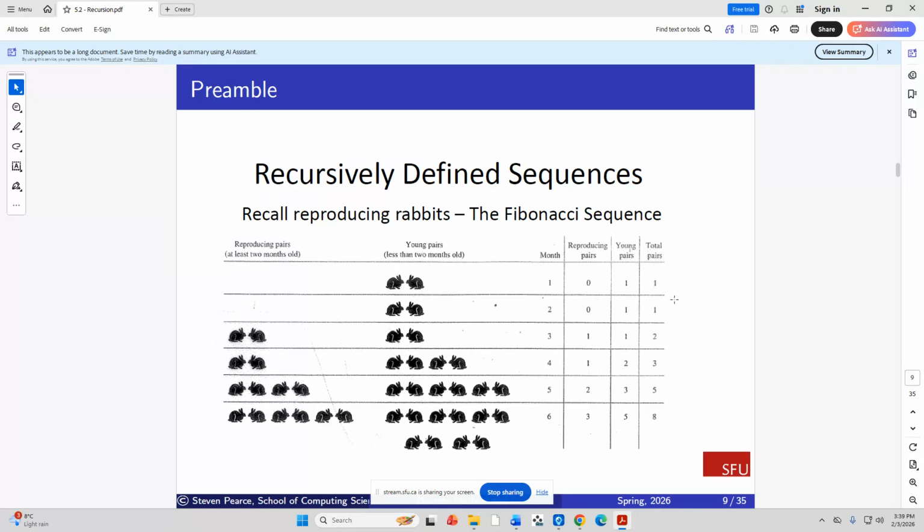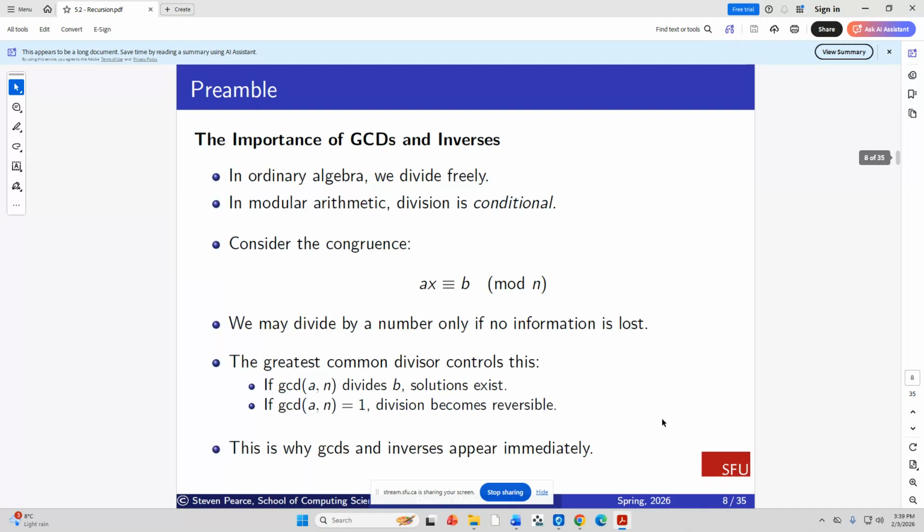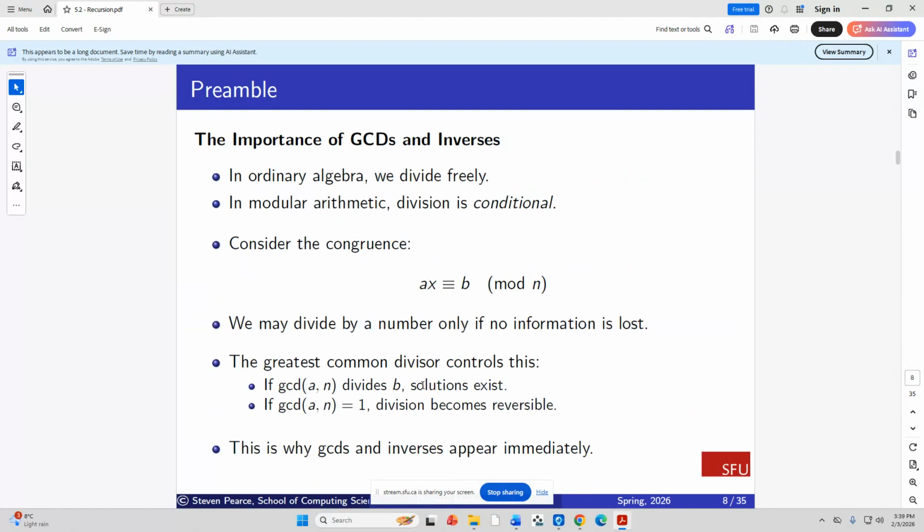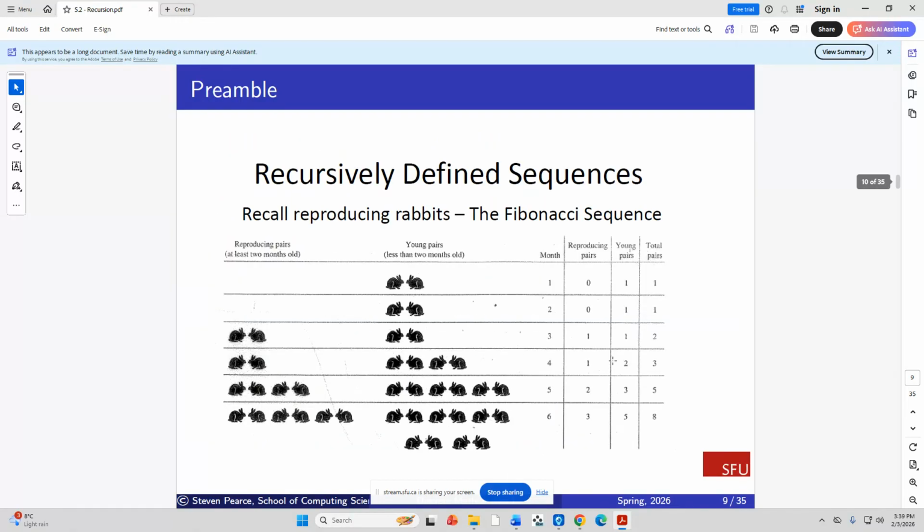And how is it defined? 1 plus 1 equals 2. 1 plus 2 equals 3. 2 plus 3 equals 5. 5 plus 3 equals 8. So it is a second order recursive set. This was a first order recursive set. It only needs one initial condition. This is a second order recursive set.